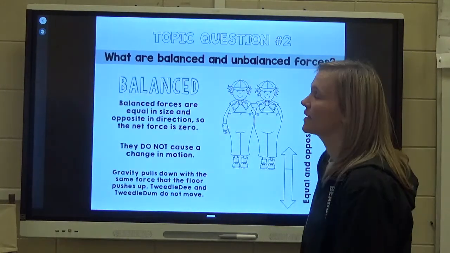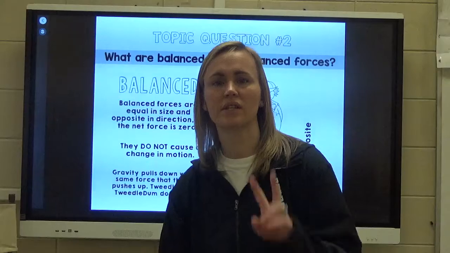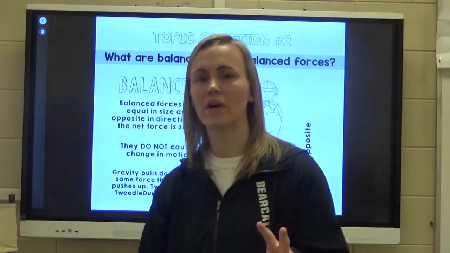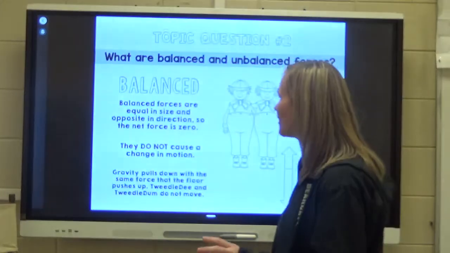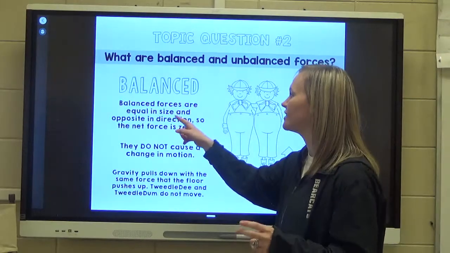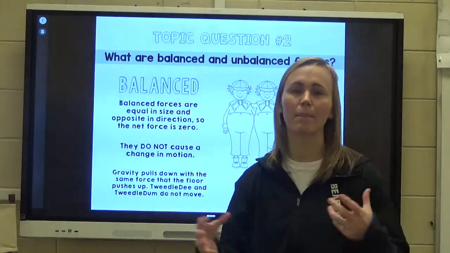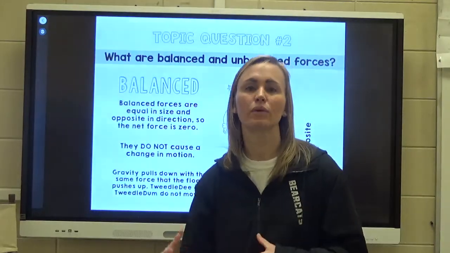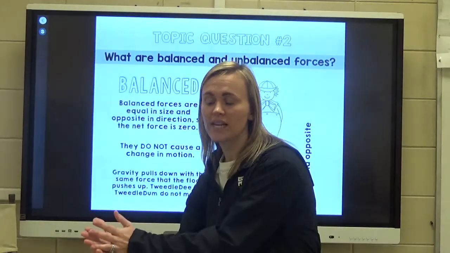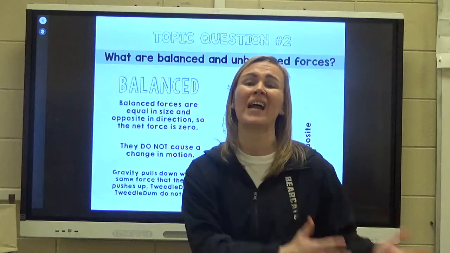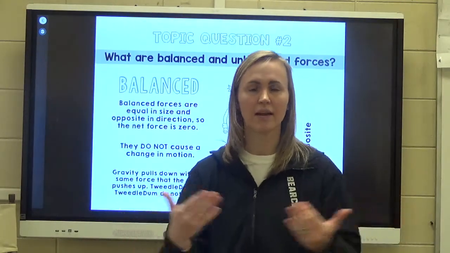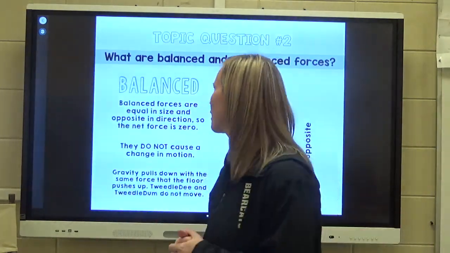What are balanced and unbalanced forces? When it comes to forces, there are 2 types. You have balanced forces and you have unbalanced forces. A balanced force is equal in size yet opposite in direction. So the net force is 0. If you were going to add up both of those forces, they would equal 0. So if one force had 5 newtons, the other one would have negative 5 newtons, because together that would equal out 0. It's like tug of war.